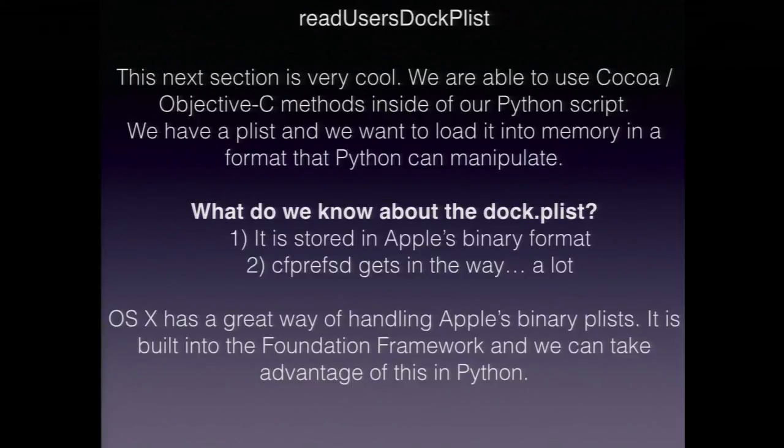So what do we know about the doc utility plist, the doc plist? It's stored in the Apple binary format, and as many people probably know, this guy, it gets in the way a lot. You manipulate a plist with defaults, and then all of a sudden it comes back, or you delete a plist, you think it's gone, and then CFPrefs dumps it back there for you. So it's a big headache, so we'll work around that guy too.